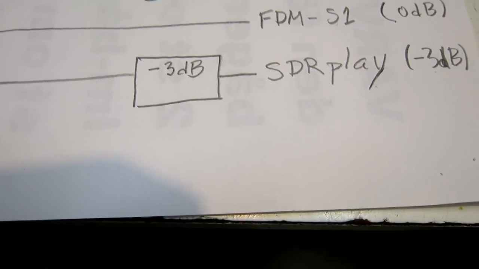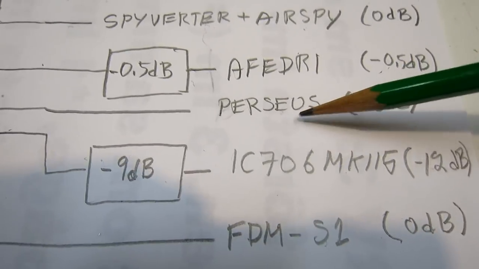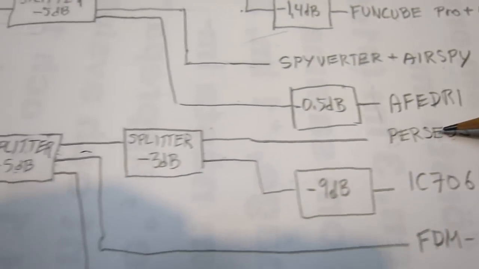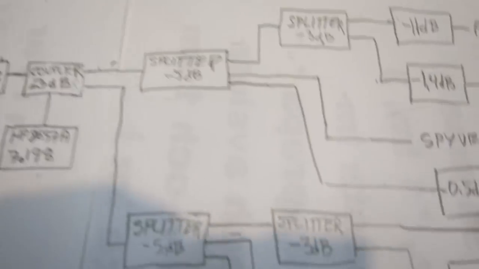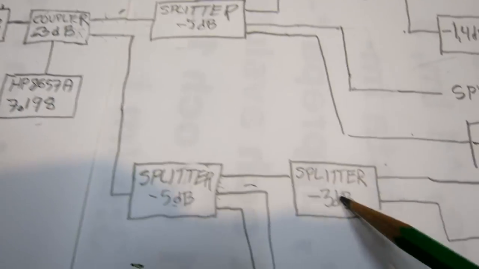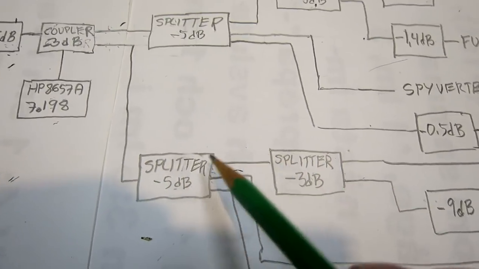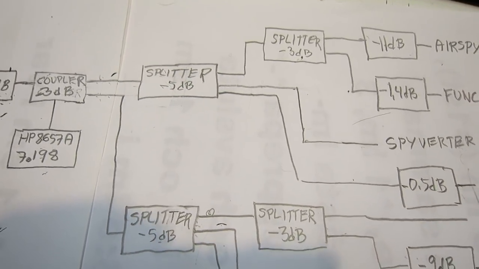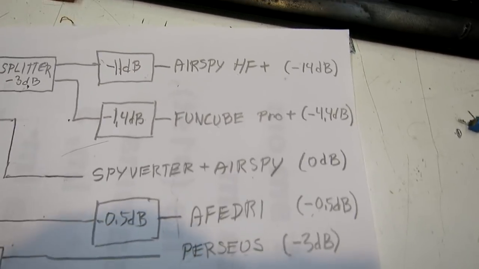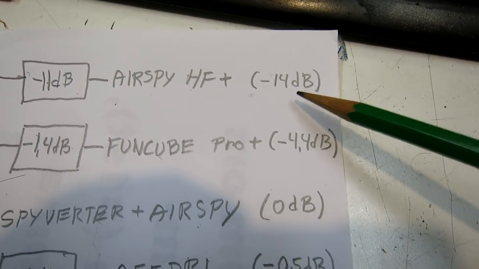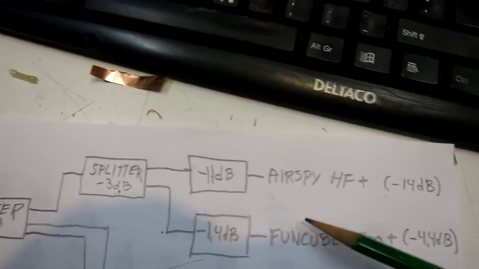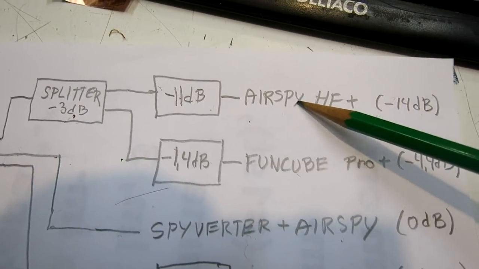So, I know that the Perseus here, the noise figure is 22 dB. So it means with the 3 dB attenuation here, the noise figure at this point here is 25 dB. So you can compute from this the total attenuation, what the noise figure of the different radios is.